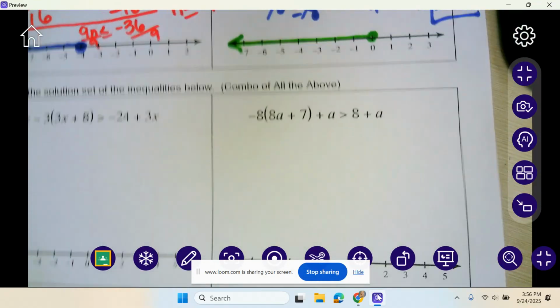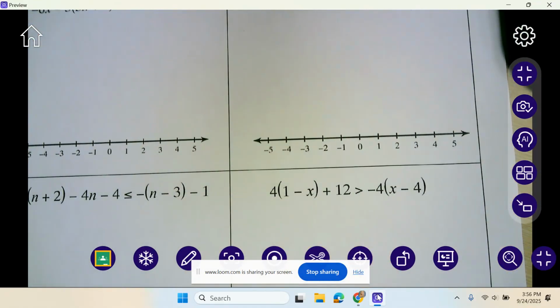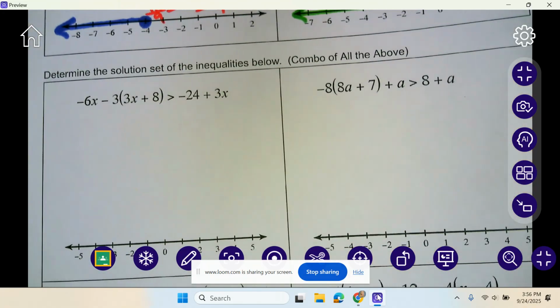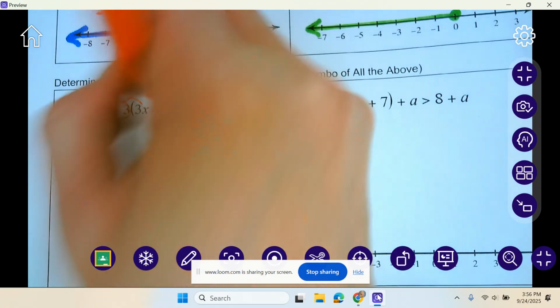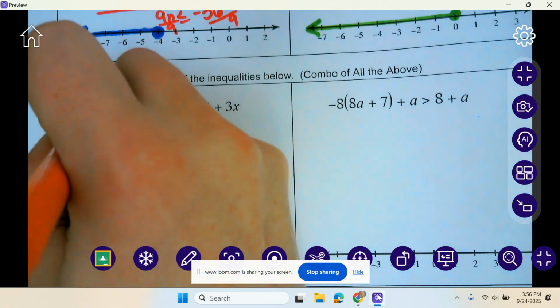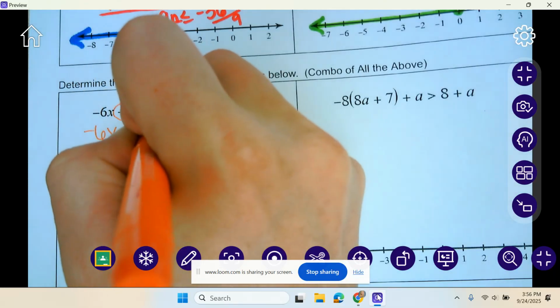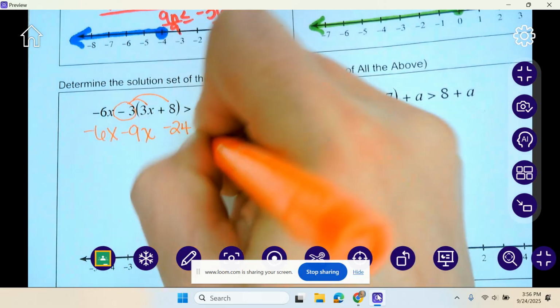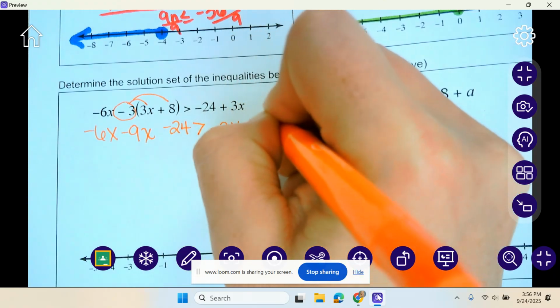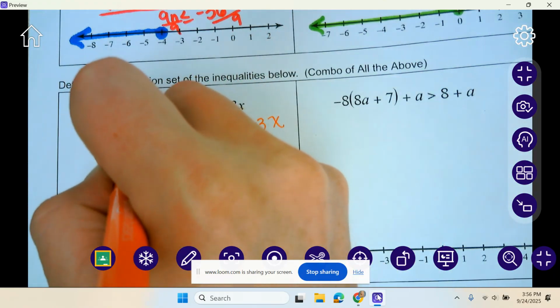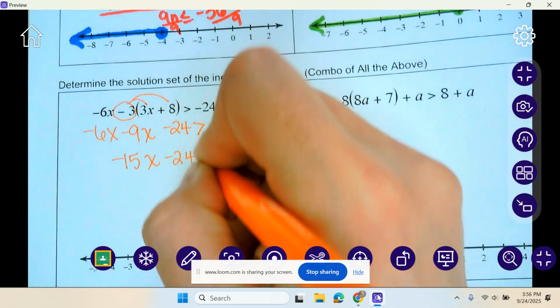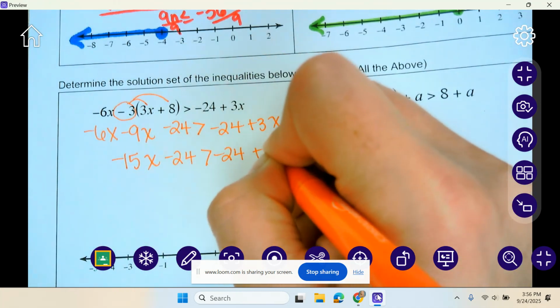All right, next up is the combinations one. So I'm going to take, let me find a different pen. Let's do orange. All right, so let's take a look at this one. So I'm going to take my -3 and it's going to distribute to everything inside of that parentheses. So you get -6x minus 9x minus 24 is greater than -24 plus 3x. So I'm going to combine my like terms and I get -15x minus 24 is greater than -24 plus 3x.